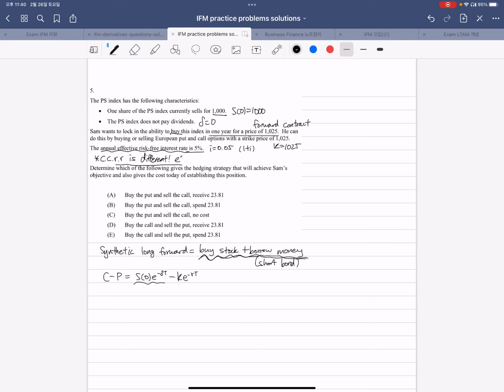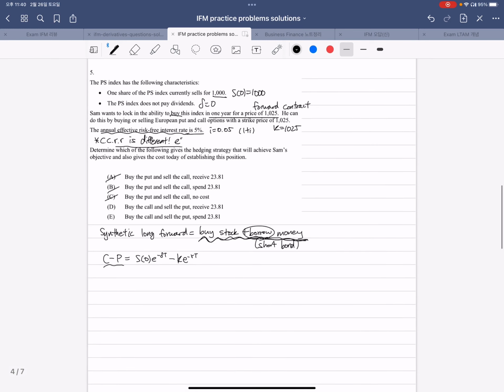Positive indicates cash outflow, and negative indicates cash inflow. So if one borrows money, it'll be a cash inflow, and if someone spends money by buying a stock, it'll be positive. So we can see that Sam should buy a call because it is a positive sign here. So buy the call and sell the put, and we can eliminate choices A, B, C here.